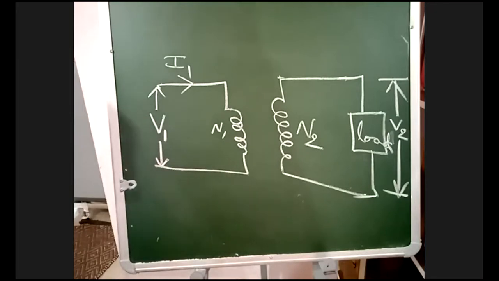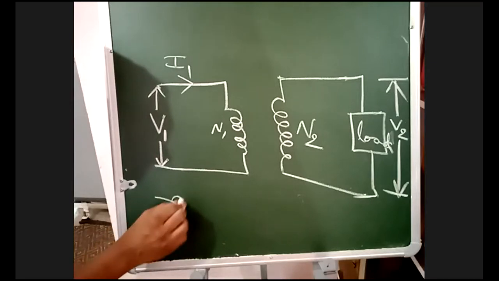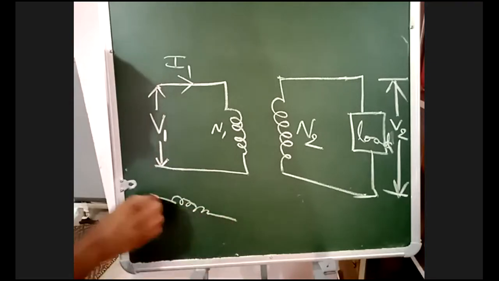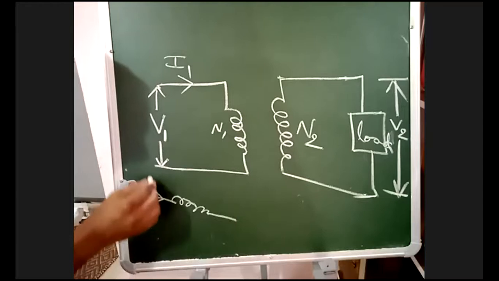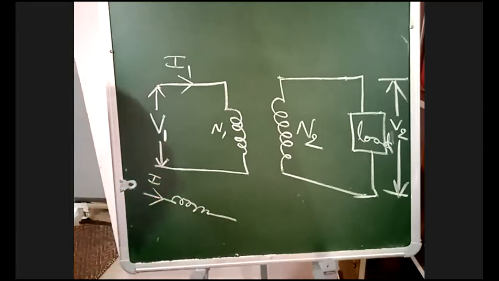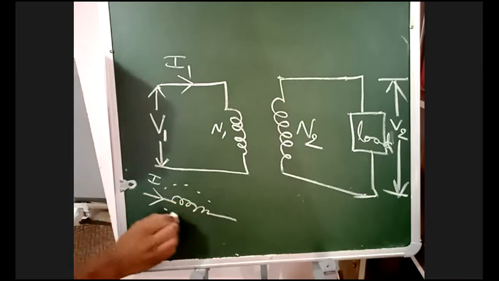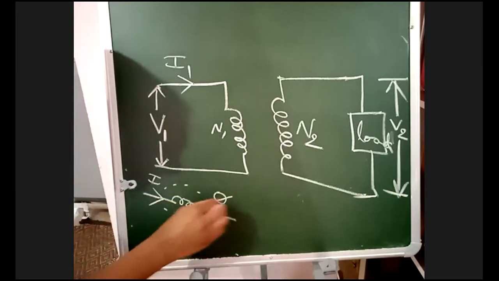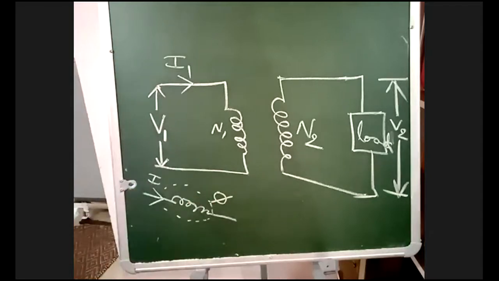See here, what does that note point mean? Suppose this is the conductor. Now current I is flowing through this conductor. Around the current carrying conductor, magnetic flux will be developed. Phi is called magnetic flux. That is the meaning.